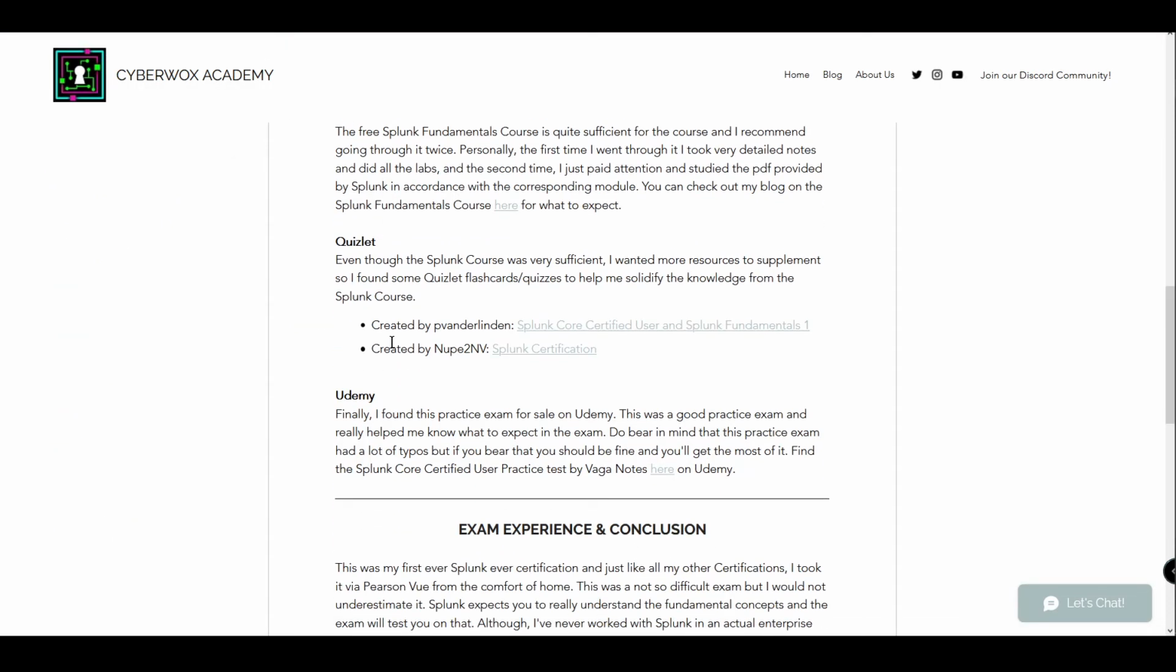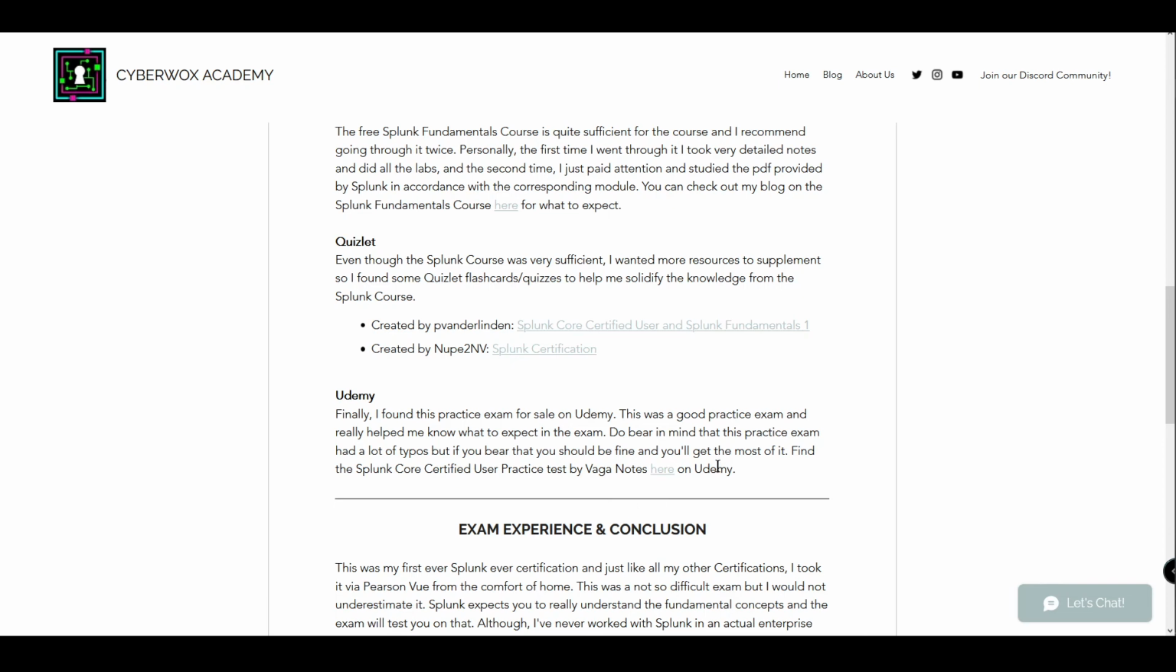And I just needed a practice exam for this course. I wanted to test myself on what I could possibly expect in the exam. I found this good practice exam on Udemy, and I'll leave a link to it in the description. It was a really good representation of how the Splunk exam would be. It's the Splunk Core Certified User practice test by Vega Notes on Udemy. I'll leave a link in the description, like I said before.